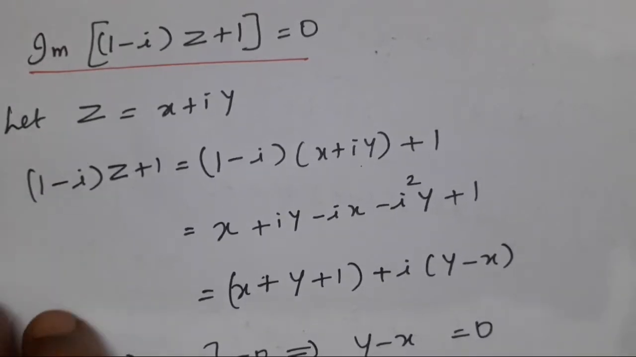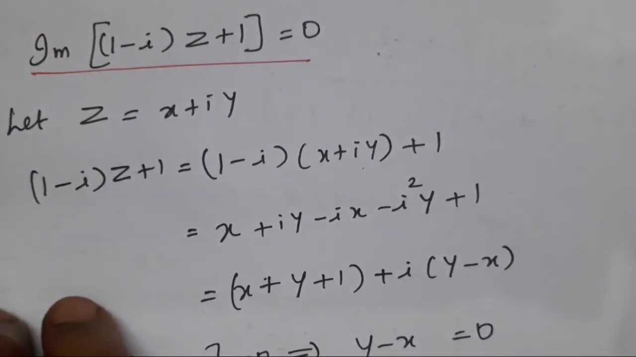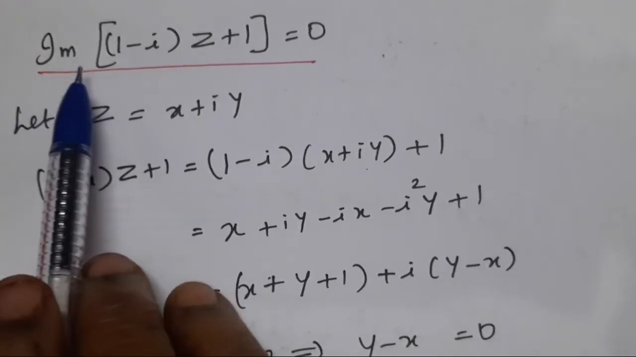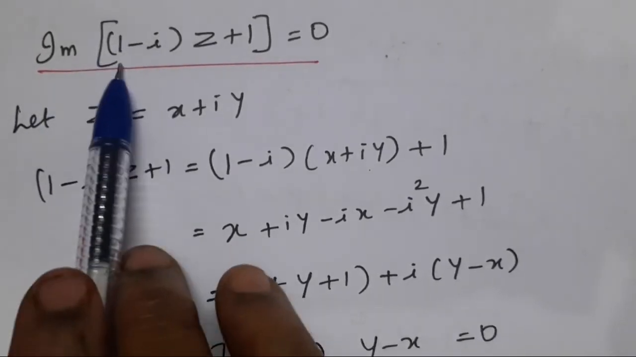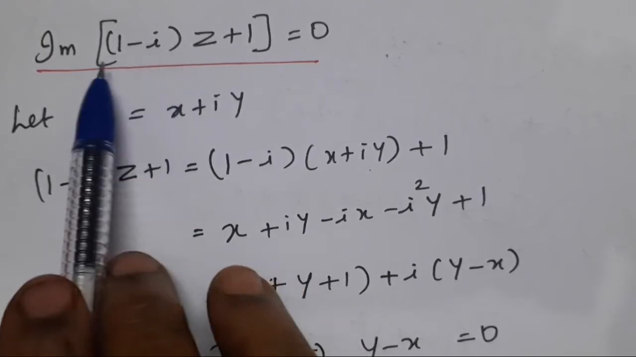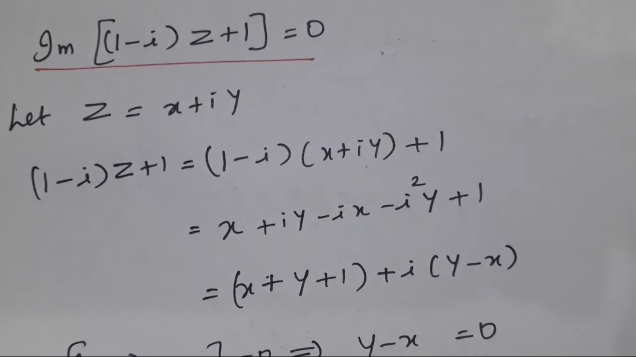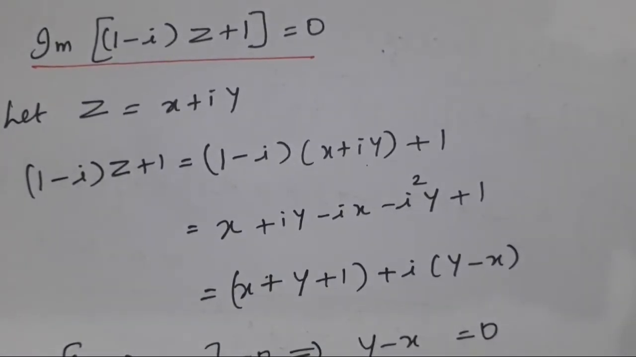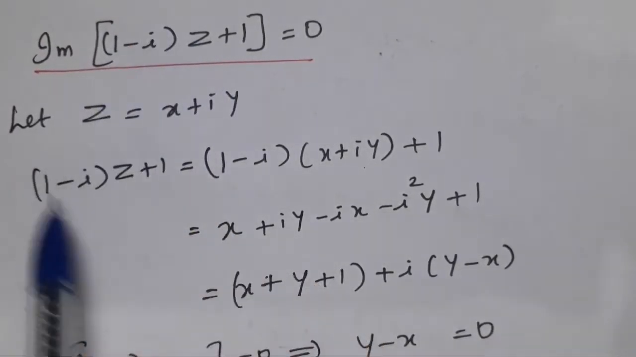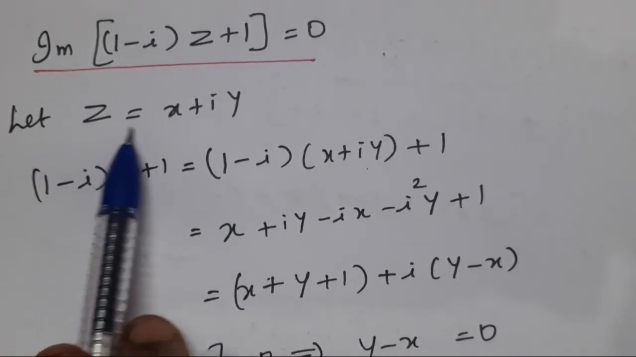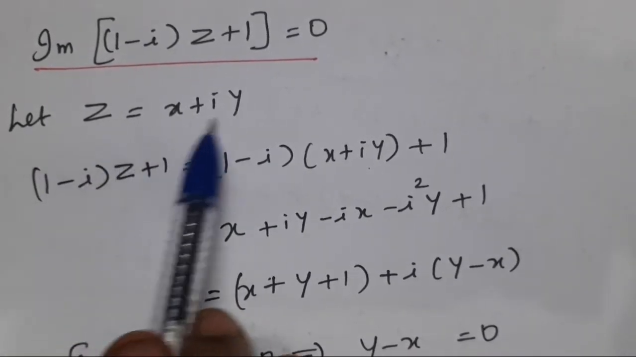Now listen, third question. First see the second subdivision. The first subdivision asked for the real part value. Here the second subdivision asks for the imaginary part. The imaginary part of (1 minus i) into (z plus 1) equal to 0. So we find the locus as the Cartesian equation by selecting the imaginary part. Let z equal to x plus iy.